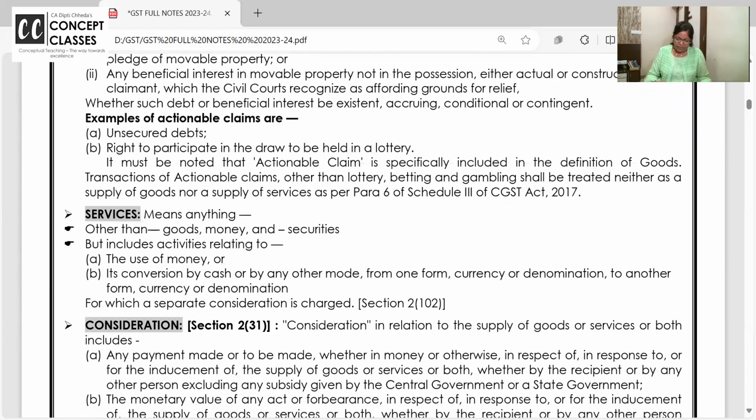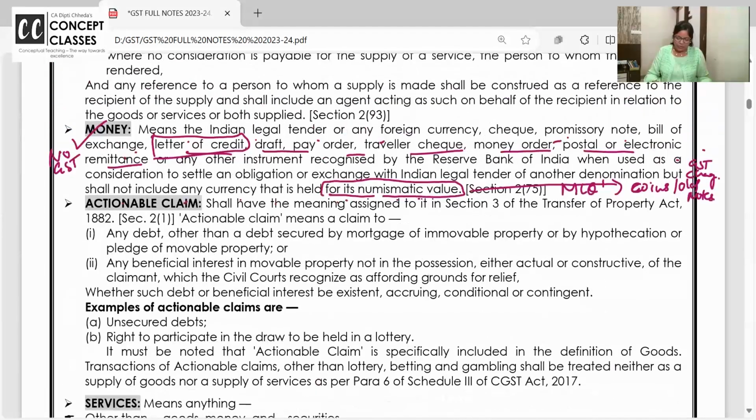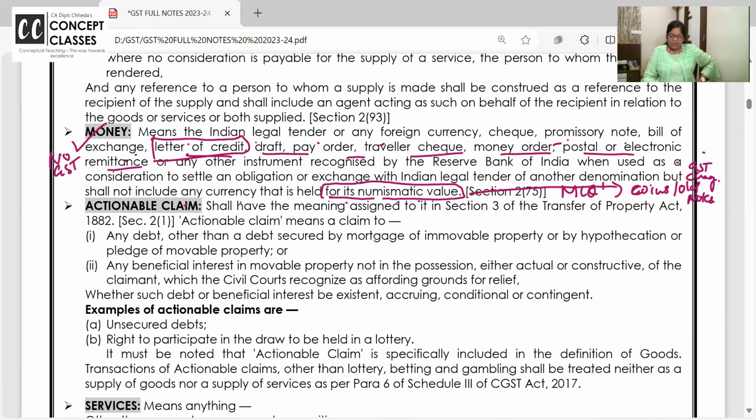Actionable claim, where you have the right to receive. If you want, we can read it. Actionable claim shall have the same meaning. A specific definition is not there, so they have borrowed the meaning from the Transfer of Property Act. If you feel like I'm teaching a little law, these are definitions, and this is a bare act like GST, so we can't do anything about it. If you understand it, there is no need to learn it by rote.